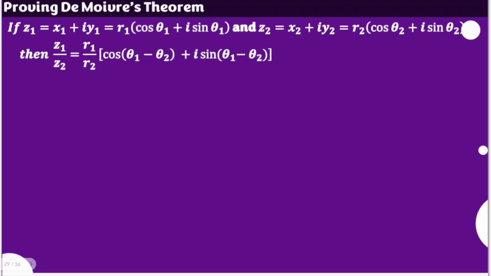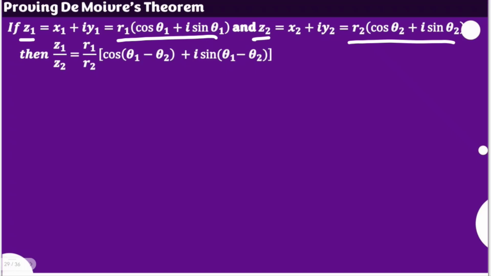Before we proceed in proving the general form of De Moivre's theorem, using the concept in the previous video on the product of two complex numbers, let's introduce the concept of the ratio of two different complex numbers. So we have here our z sub 1, which could be expressed in this manner, and z sub 2, which is also in this manner.